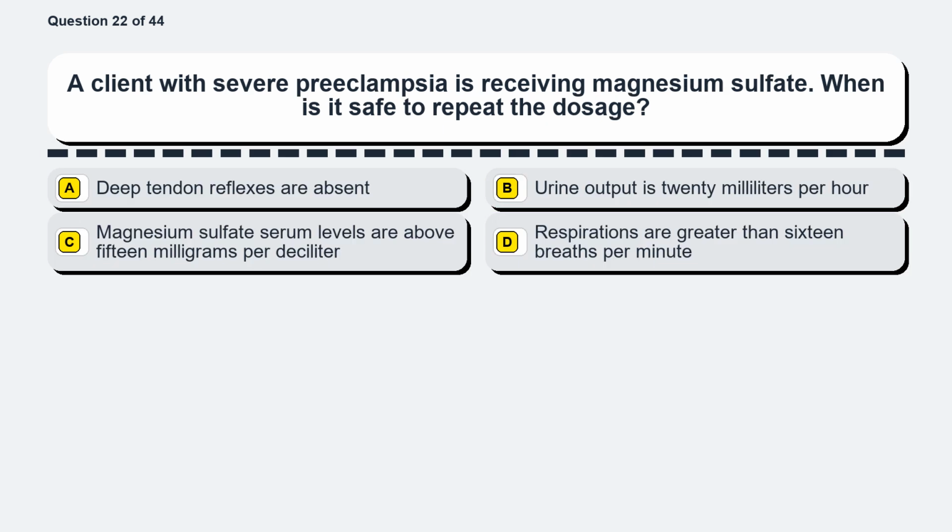Question 22. A client with severe preeclampsia is receiving magnesium sulfate. When is it safe to repeat the dosage? Option A. Deep tendon reflexes are absent. Option B. Urine output is 20 milliliters per hour. Option C. Magnesium sulfate serum levels are above 15 milligrams per deciliter. Option D. Respirations are greater than 16 breaths per minute.